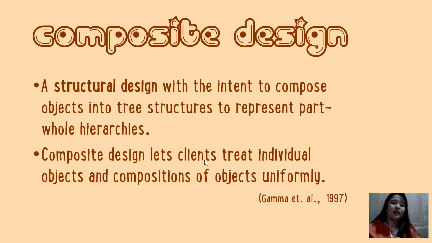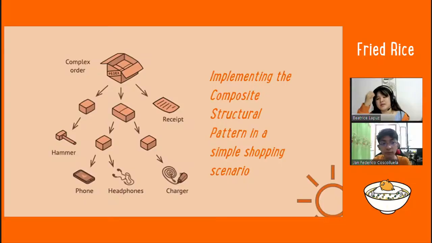So, to sum it all up, composite design is a structural design pattern with the intent to compose objects into tree structures to represent part-whole hierarchies, and composite design lets clients treat individual objects and compositions of objects uniformly. Ito ay sinabi ng Gang of Four na si Gamma, Helm, Johnson, at Vlissides. Itong Gang of Four na ito, sila talaga ang pinakauna na nag-identify ng mga design patterns. Kaya makikita ninyo na medyo matagal na rin nung simula nung na-publish ang kanilang libro, 1997 pa.